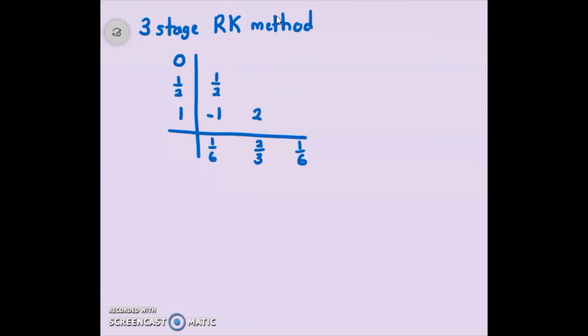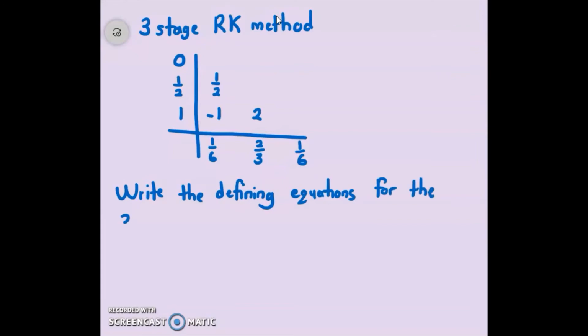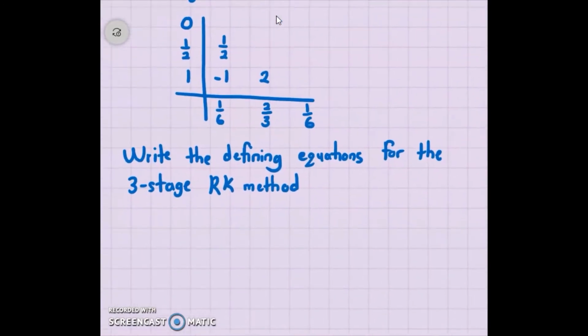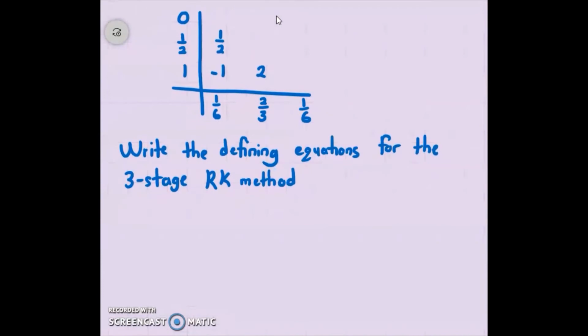Now, how do we write the defining equation for the 3-stage Runge-Kutta method? This is the question that I would like you all to do. So let's look at how to write this.